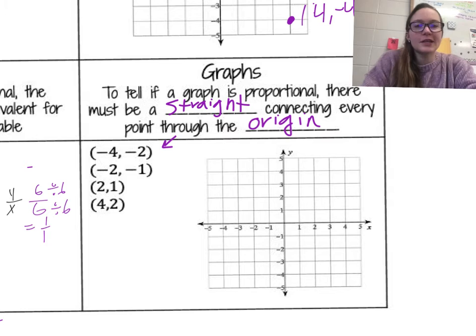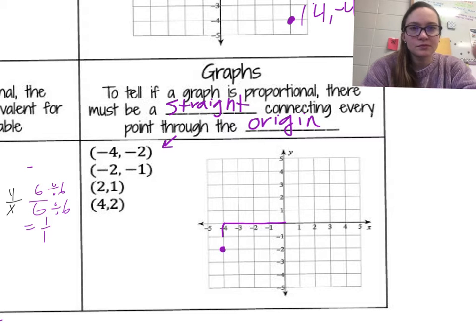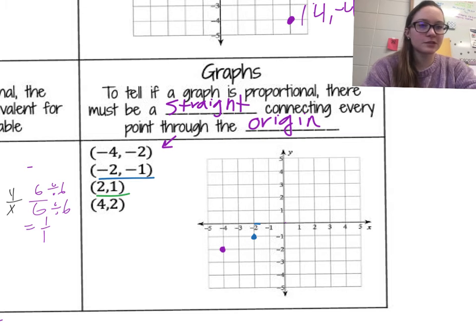So negative 4, negative 2. So we're going to start at the origin, go to negative 4, then we're going to go down to negative 2. Okay? Negative 2, negative 1. I'm going to go over to negative 2, down to negative 1. Okay, positive 2, positive 1. So start at the origin, go over to positive 2, then go up to positive 1.